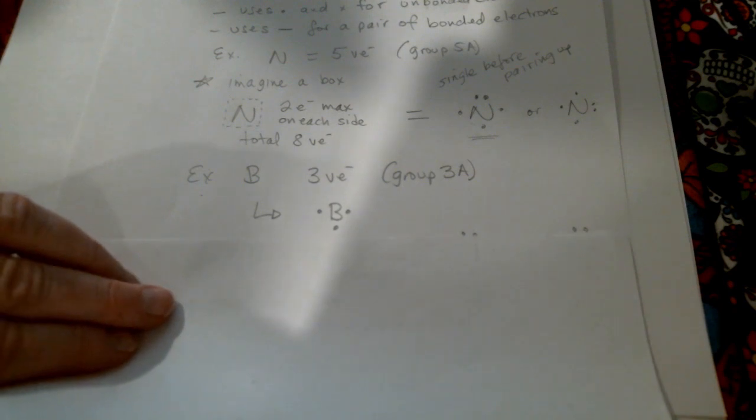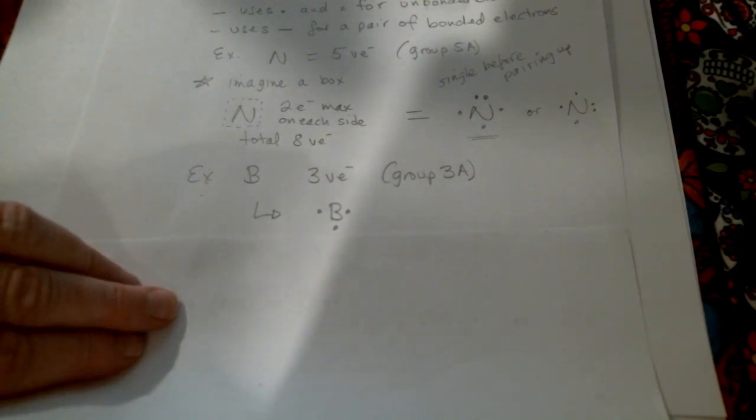Okay, now let's take a look at boron. Boron is in group 3A, and so it has 3 valence electrons. So again, I'm going to put them single before I pair them up, and I only have 3 electrons, so I will not have anything that's paired. Okay, let's try some more examples.